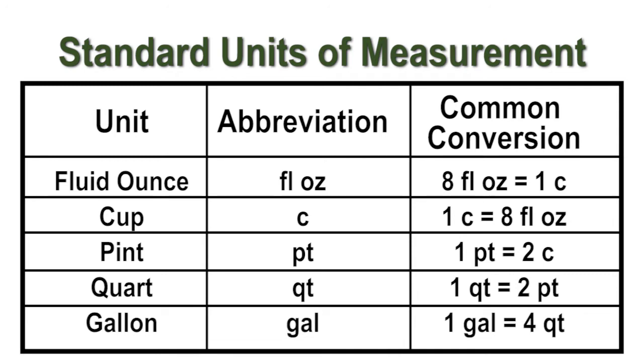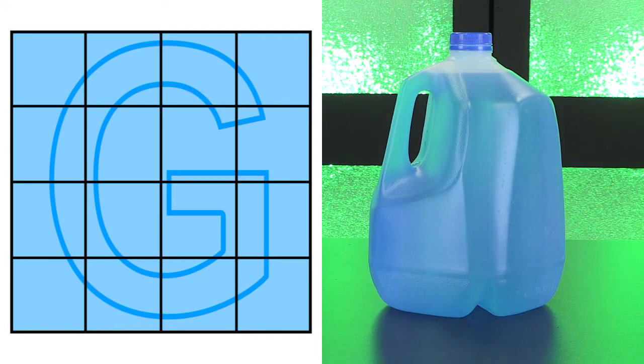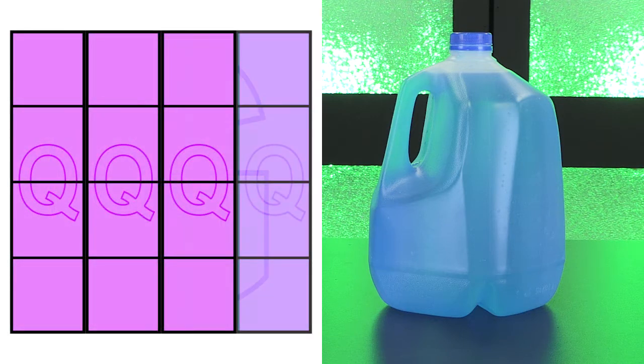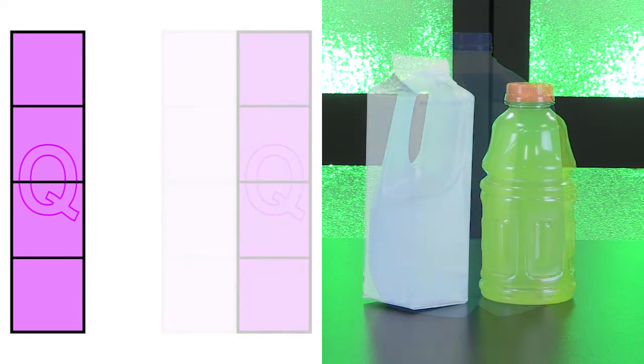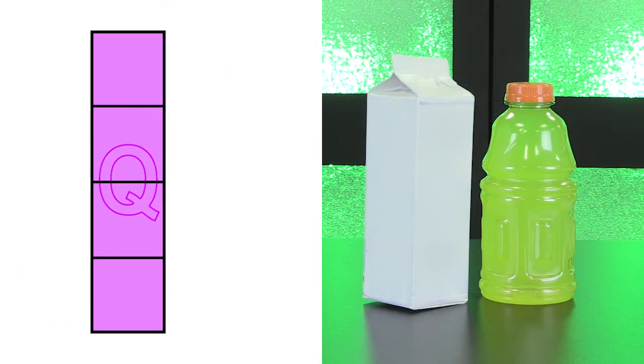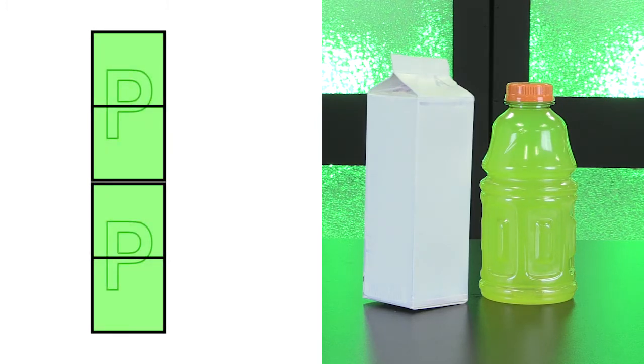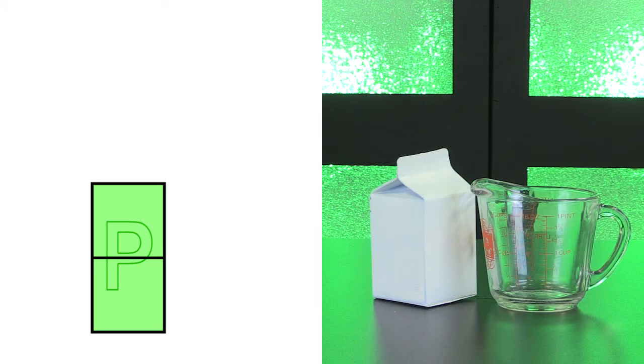Here are some common volume measurements to help us become familiar with their relative size. For instance, when we think of the gallon, we consider a milk jug like this one. A gallon is made up of 4 quarts. A quart might look like this 32-ounce drink or a cardboard container of juice. Each quart is made up of 2 pints. The pint is often seen as a cream container or a larger measuring cup. Each pint is made up of 2 cups or 16 fluid ounces.